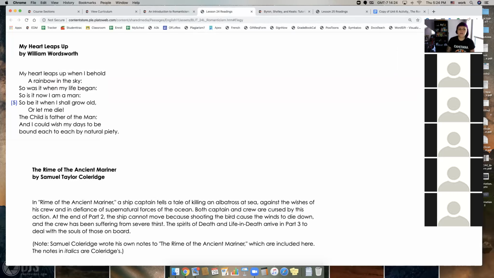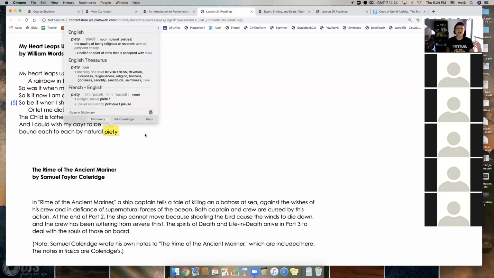I wish my days could be bound each to each with natural piety. And then piety is another good word that you may have run into before, but it actually is a word that's specifically tied to religion, like your devoutness, your religiousness. So he's trying to find his religion in nature also.